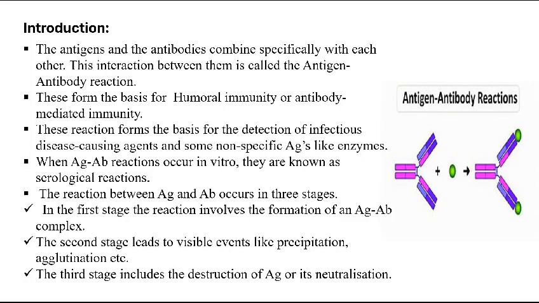In the first stage, the reaction involves the formation of an antigen-antibody complex, and in the second stage it leads to visible events like precipitation or agglutination, etc. Here we are able to see the precipitation or clumping of antigen and antibody visibly. The third stage includes the destruction of the antigen or its neutralization.